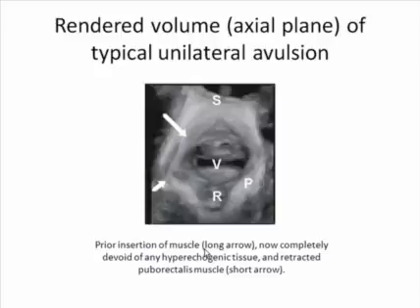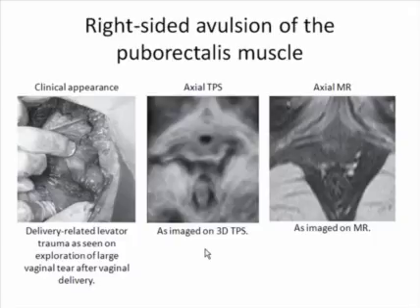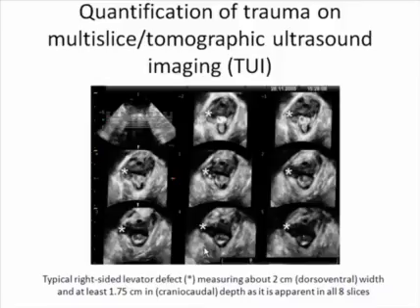herniation or avulsion of the levator ani muscle is shown in this nice picture from Dietz's work, where the short arrow is the puborectalis that is retracted, and so this is the clinical image that he shows where there's a break in the vaginal wall with herniation, and you can see it beautifully on ultrasound, and the corresponding image on MR is, I think, of lesser quality, in fact.